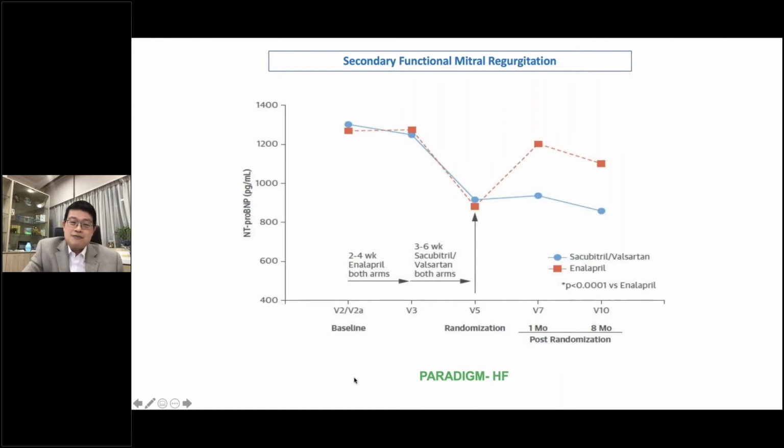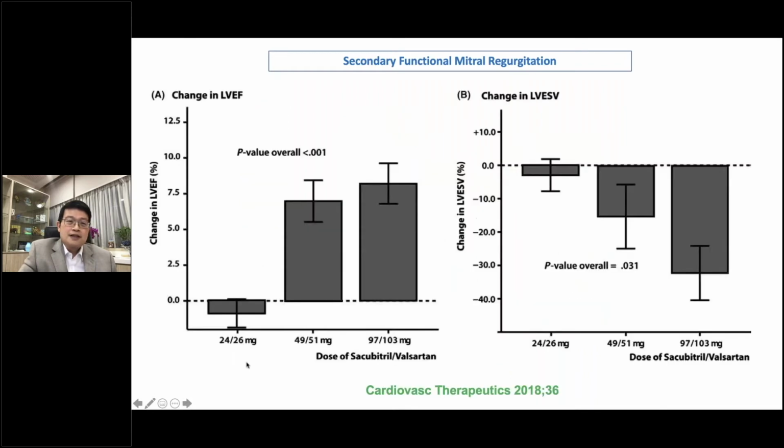So there's some data from the PARADIGM-HF trial, which shows that when you initiate treatment with either an ACE inhibitor or with sacubitril valsartan, there is a significant drop in NT-proBNP within about 2 weeks. And this reduction is sustained in the case of the sacubitril valsartan, but it's much better compared to the traditional enalapril ACE inhibitor. And when we look at this more closely, the optimal dosage of the ARNIs is important.